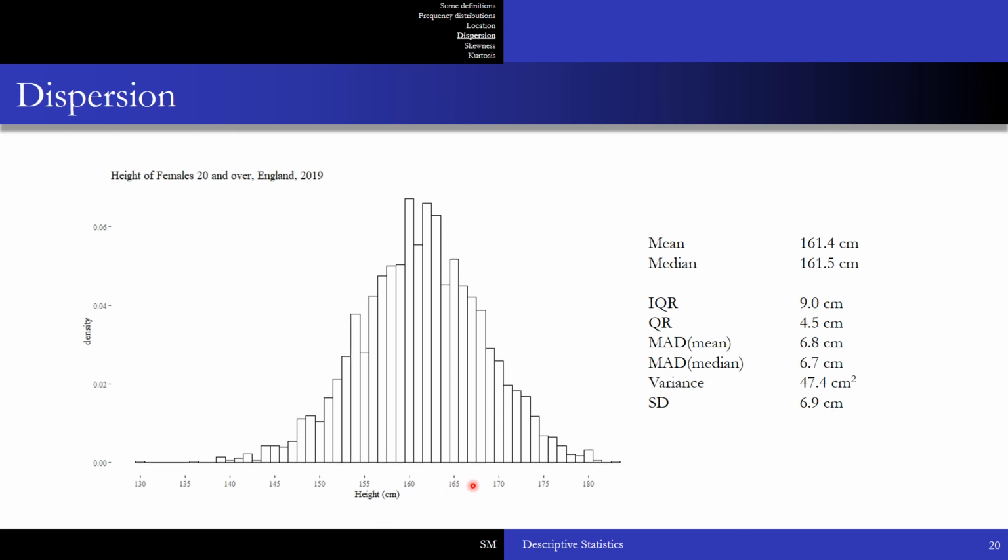Because the distribution is symmetrical, we actually get quite a good idea of what it looks like simply from the knowledge of the mean and the standard deviation. Symmetry plus knowing the location in terms of the mean and knowing the dispersion in terms of the standard deviation really gives us a pretty good idea of what this distribution is like.